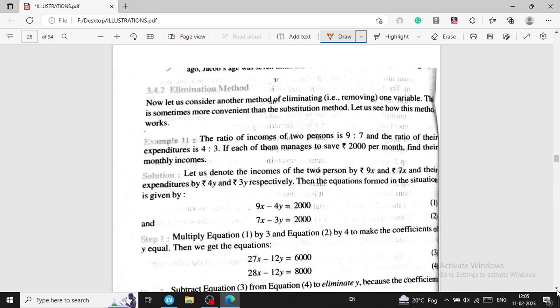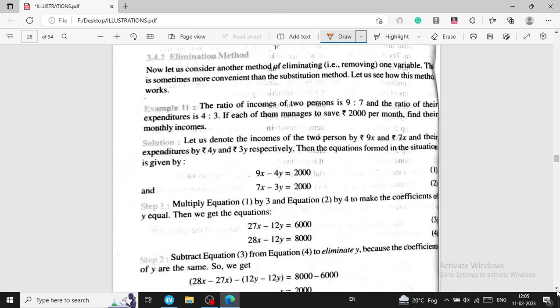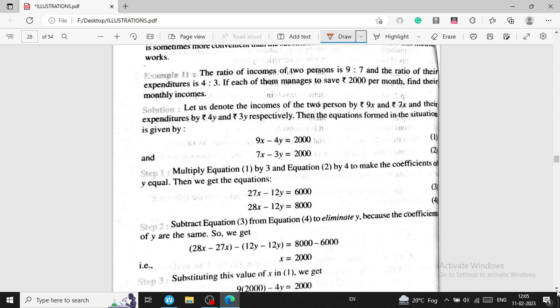Now the next method is the elimination method. A statement is given: the ratio of incomes of two persons is 9:7. Here we take x, here we take y, and we will write it. Both are taken as x income, and the ratio of their expenditures is given as 4:3.